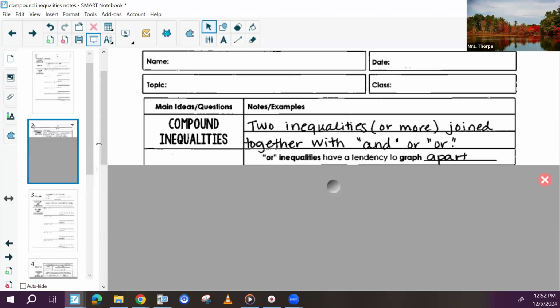So today we're going to talk about compound inequalities, which is two or more inequalities joined together with the word and or the word or. So we're going to start off with or inequalities. And or inequalities have a tendency to graph apart, so away from each other.